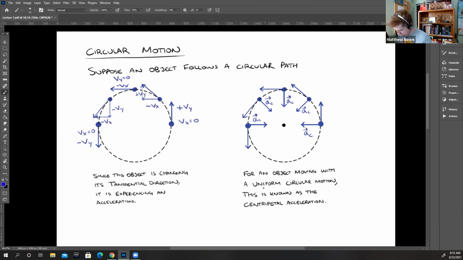And so centripetal, the way I see it is you just look at it, it says "petal" in the middle. So that's center seeking. I guess I could put that, center seeking.